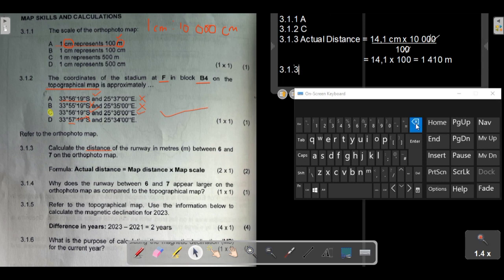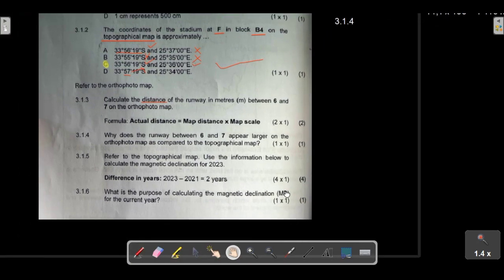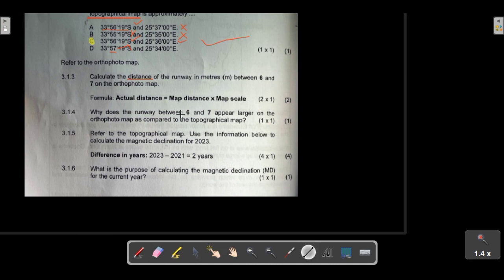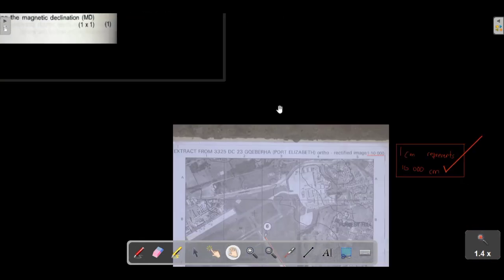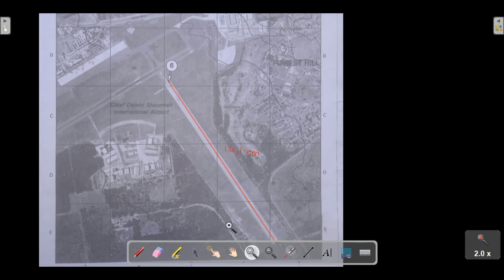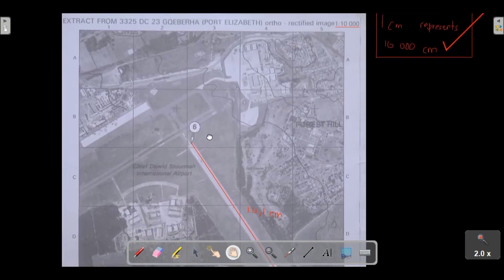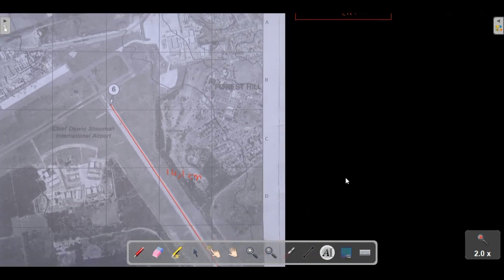Okay, and then let's look at the following question. The following question says, why does the runway between 6 and 7 appear larger on the orthophoto map as compared to the topographical map? Well, that's because, guys, the orthophoto map is larger in terms of scale, so it is a larger scale map than the topographical map. Okay, by larger scale, guys, what do we mean?